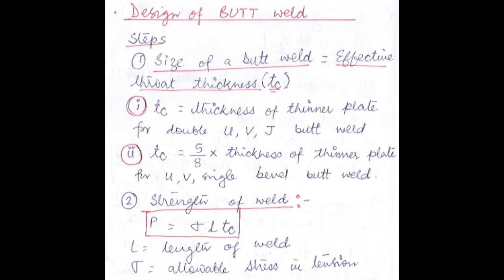What is the next step? Step number 2 is the strength of the weld. How can we find it out? Strength of the weld, capital P, is equal to sigma L TC. What is sigma? Sigma is the allowable stress in tension that will be given in the question. What is L? L is the effective length of the weld. What is TC? Just now we have seen, the effective throat thickness. So in this way we can find out the strength of the butt weld.